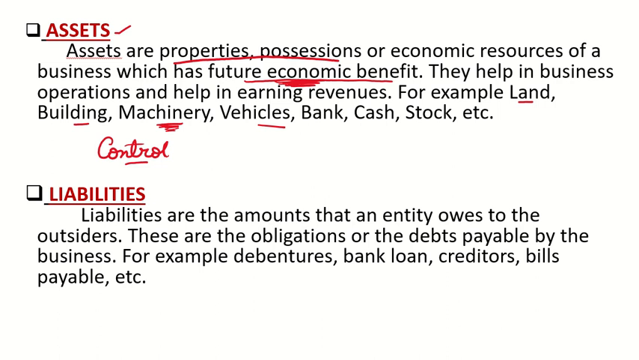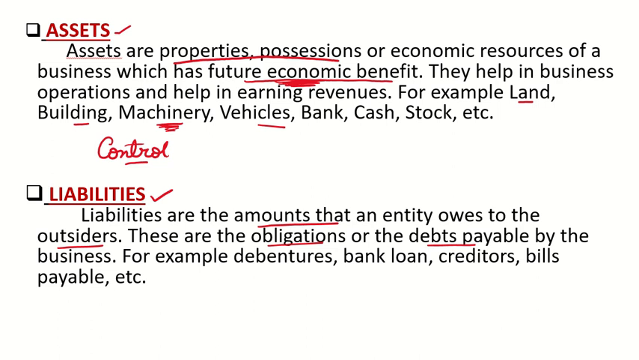Now let's see what are the liabilities. Now liabilities are the amounts that an entity owes to the outsiders. These are the financial obligations or debts payable by the business. Fine. In simple terms, liability is nothing but what? The money which you owe to someone.